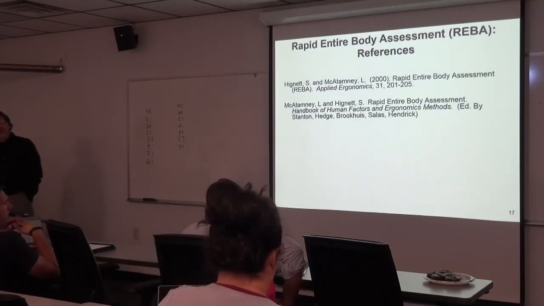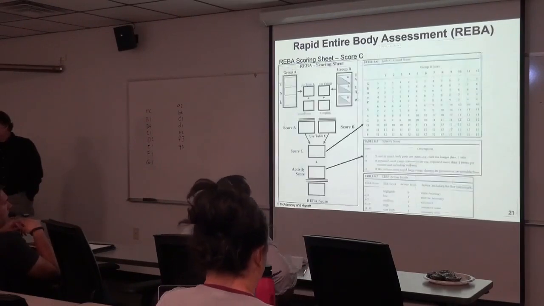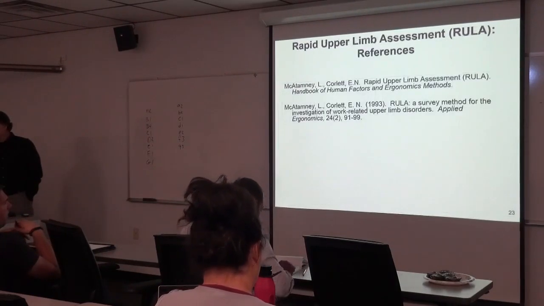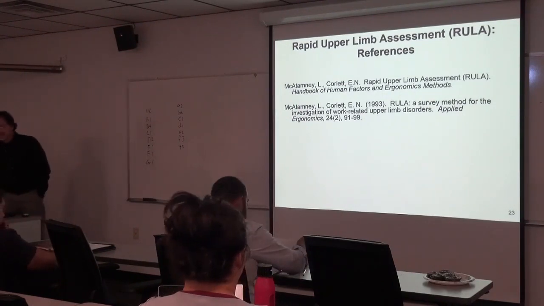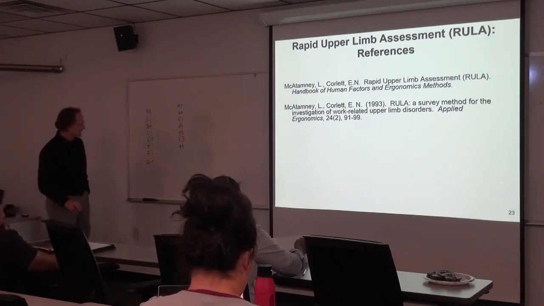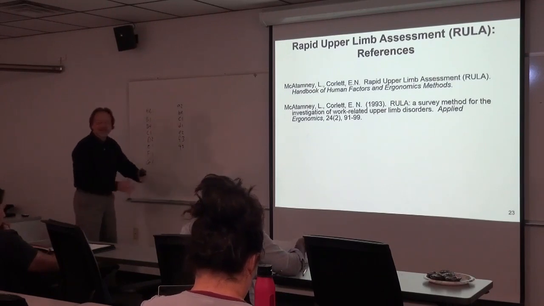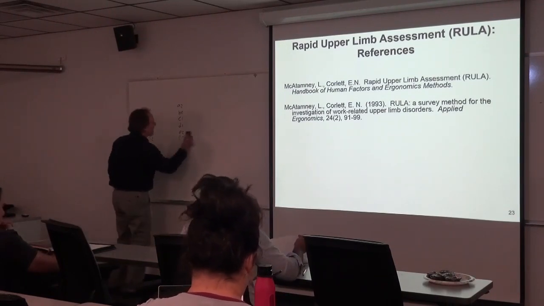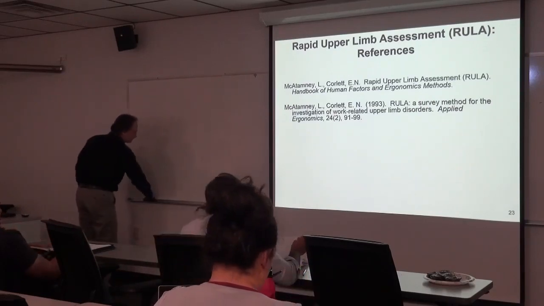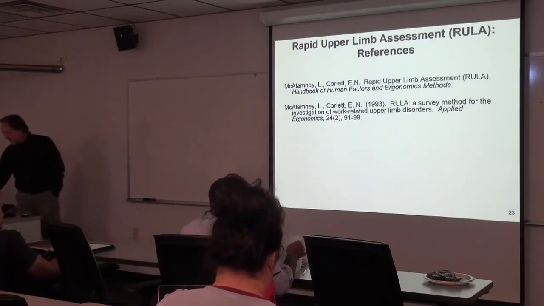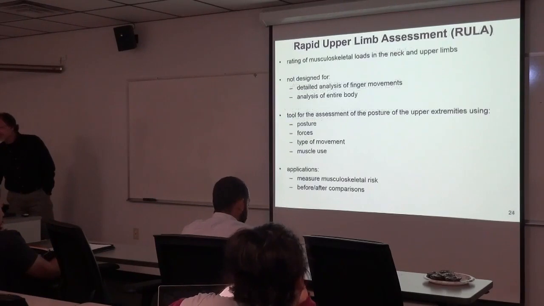All right, we talked about REBA. We can skip past REBA. Now let's look at RULA. Now, if you'll notice, RULA was created by the same people who brought you REBA. They like four-letter acronyms that you can pronounce, obviously. McTavish and Corlett, same guys, same people.